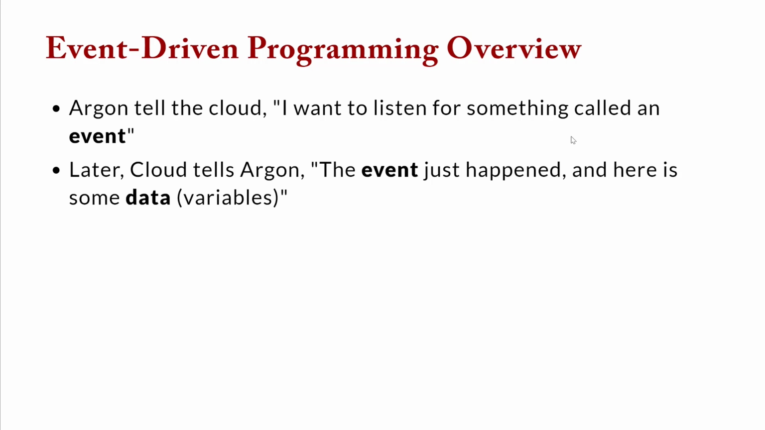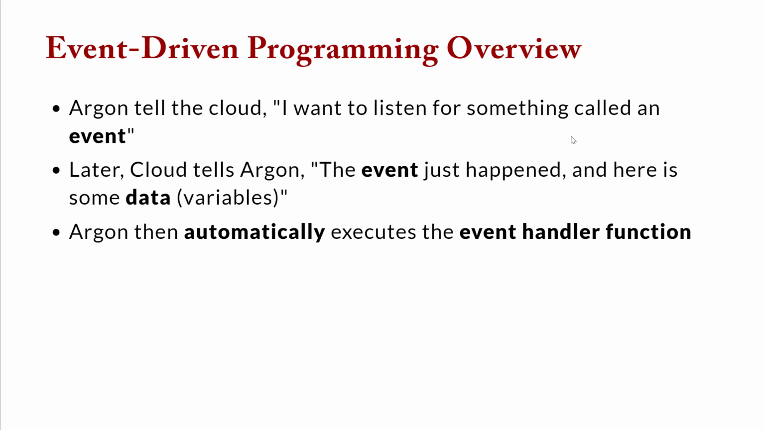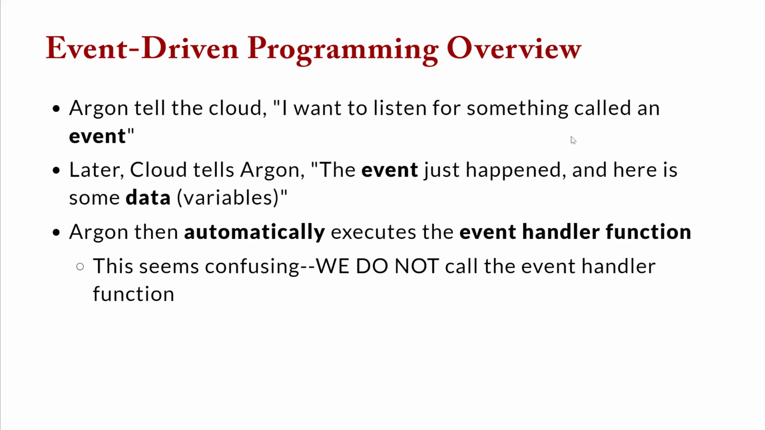So the Argon will then be notified by the cloud that this event just happened. And sometimes there'll be some data that gets passed along. In the weather report example, it might be the temperature for tomorrow. The Argon will then automatically execute the function that you set up ahead of time, the event handler. This is the part that confuses us a lot because the automatic part is really key. So you create the function and it gets called automatically.